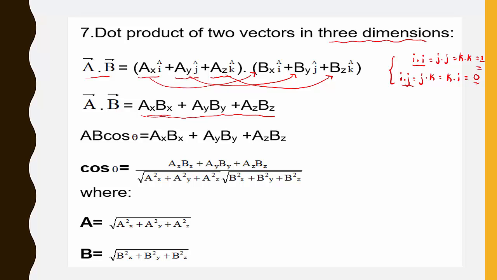Then we know the formula AB cos theta. We know that vector A dot vector B equals mod of vector A into mod of vector B into cos theta, or simply we can write AB cos theta. So in place of A dot B, we can write AB cos theta is equal to AxBx plus AyBy plus AzBz. We want cos theta here. So cos theta is equal to AxBx plus AyBy plus AzBz divided by AB.